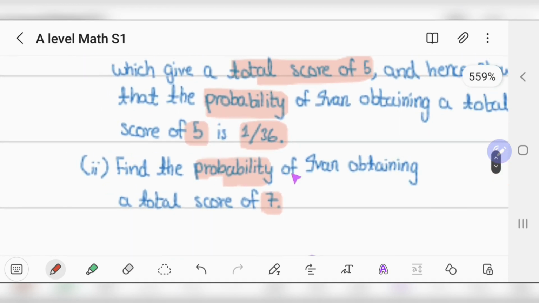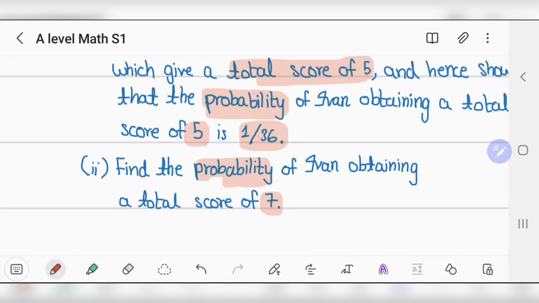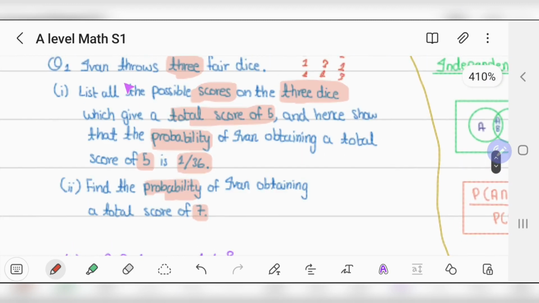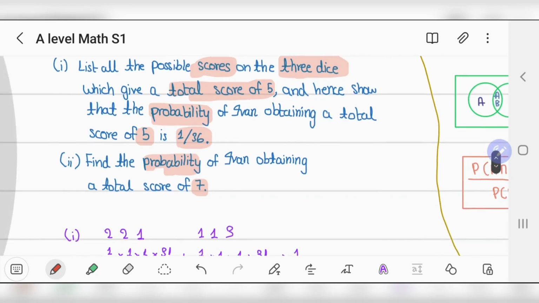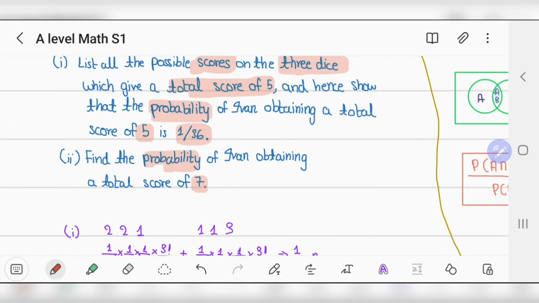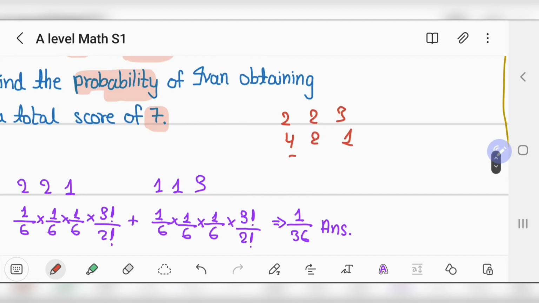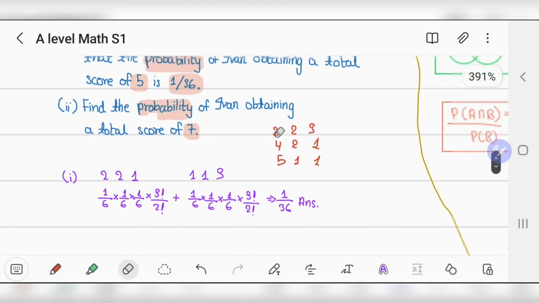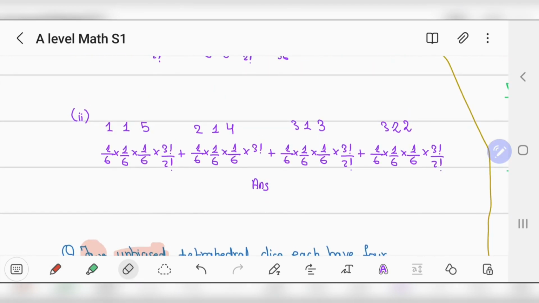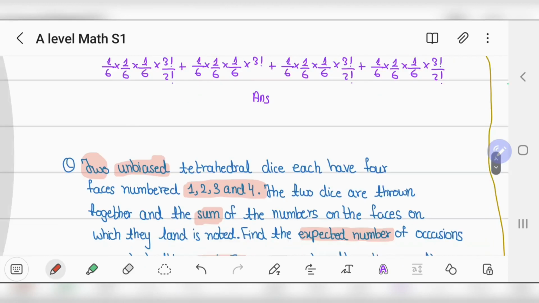So part 2 is: find the probability of obtaining a total score of 7. Same thing here: 2, 2, 3, or it could be 4, 2, 1, or 5, 1, 1, and like that. So 115, 214, 313, 322, and just add them up and you get the answer.